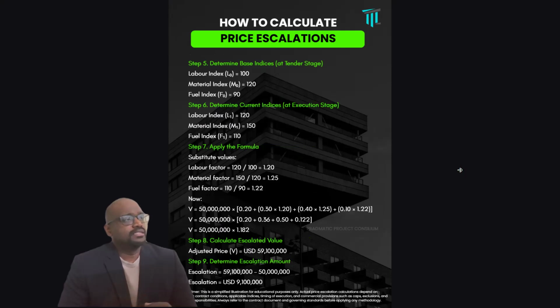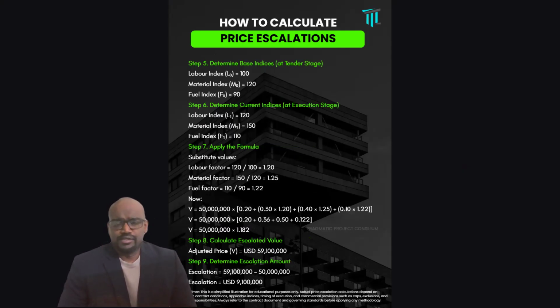Step 5, determine the base indices at the tender stage. For example, the labor indices at the time of contract award, or the indices used at the tender stage, will have a reference. So the labor index L0 is 100, the material index M0 is 120, and the fuel index F0 is 90, which are the base indices.